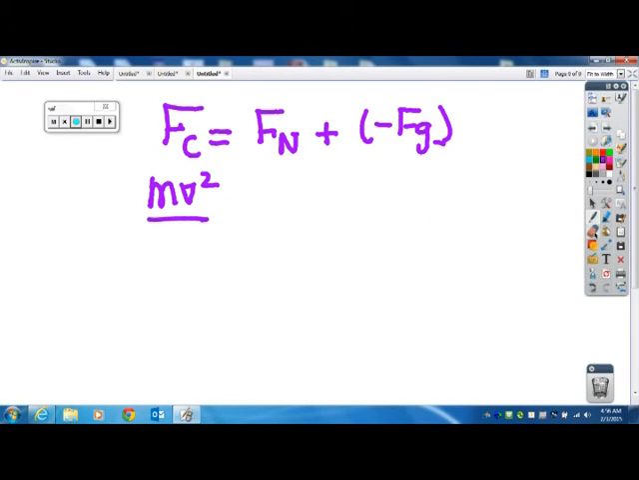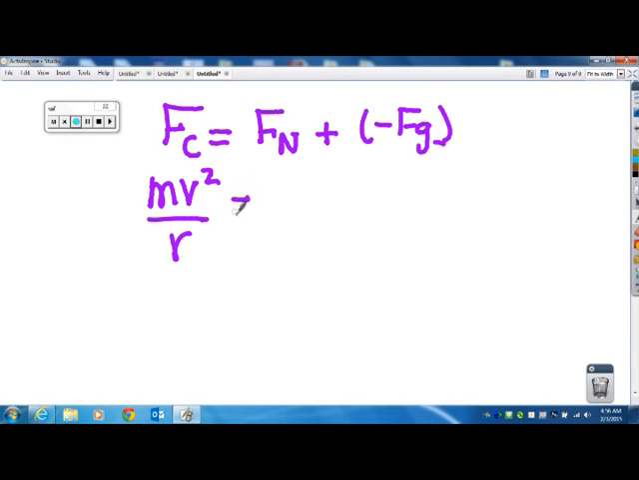Oops, I'm just making this messier. Let's correct it, mv squared over r. And then you can solve for whichever variables you're looking for in that particular problem. But this is the equation for when you're at the bottom of the vertical circle.